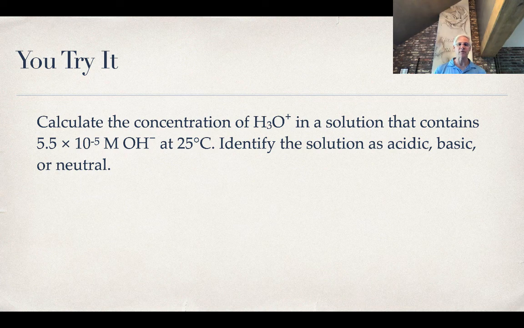So here's one for you to try: calculate the concentration of hydronium in a solution that contains 5.5 times 10 minus 5 molar hydroxide. So calculate the concentration of H3O plus and then identify the solution as acidic, basic, or neutral.